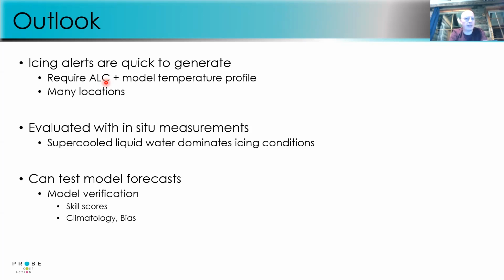So that's quite fast. We have evaluated this with the in-situ measurements, and it's quite clear that it really is the supercooled liquid water that dominates the icing conditions. And we can also show that we can start to test the model forecasts and have a look at things like the skill scores and the climatology and bias at particular sites. Okay, thank you very much.